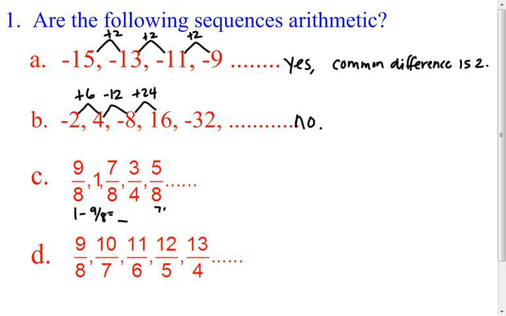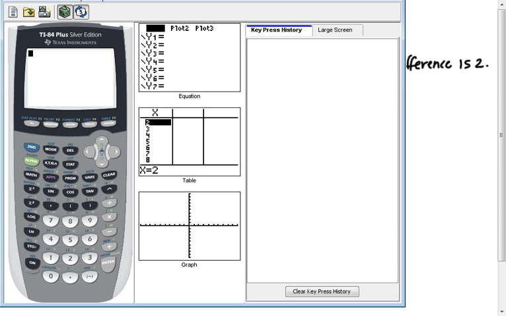And then take 7/8 minus the previous number, which is 1, and tell me what you get. And just check a few spots. Then take 3/4 minus the previous number, which is 7/8. Tell me what you get. And the goal is to get the same number every time. And again, I'll just do one of these on your calculator so you can kind of see what's happening here.